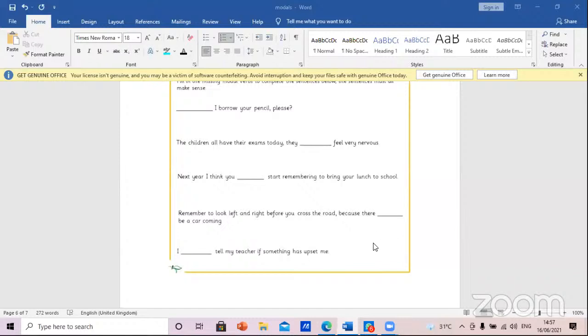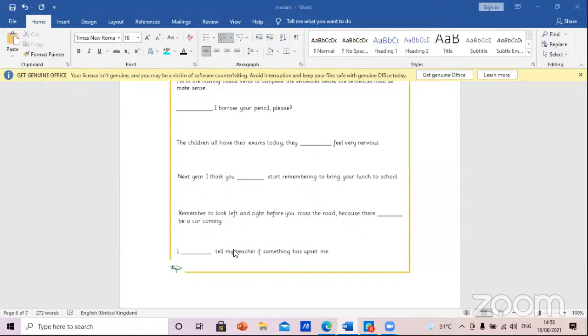Could, have to, might. Would. Yes, for this you can use would. You can use would. You can use should. You can use could. You can use might.